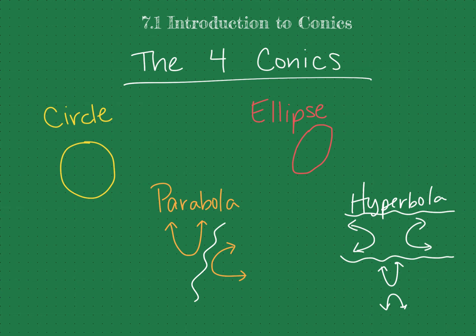Here's what your notes might look like. This is just a quick sketch that I did. It doesn't have to be beautiful. We have a circle and an ellipse. Then a parabola can either be facing upwards or sideways, depending on if it's x squared or y squared. And then a hyperbola is similar. The hyperbola is both of these shapes together, so this would be one hyperbola.